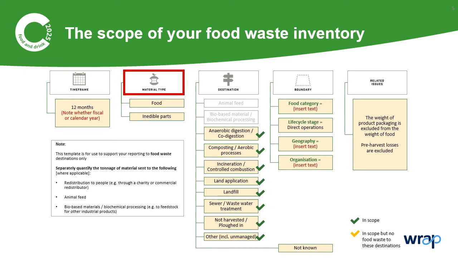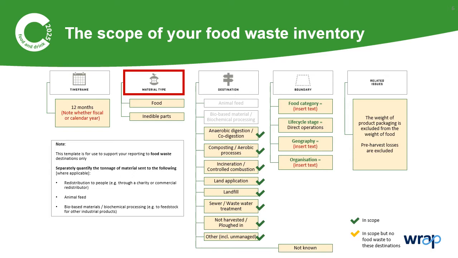Okay, so next is material type. The recommendation here is to include both food and the associated inedible parts of food, which I'll explain in a moment, in your food waste reporting. In most cases, these will likely be reported together as a single number for each of the required reporting fields, with your target applied to the combined total.